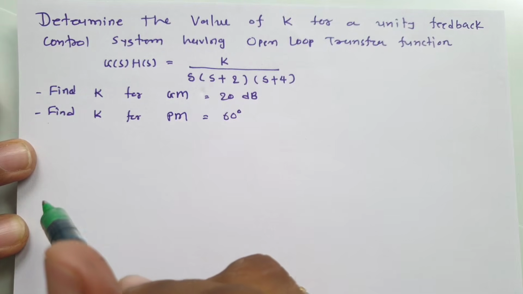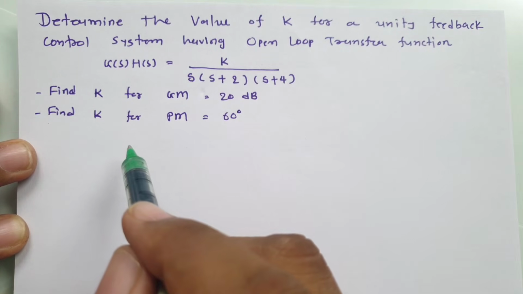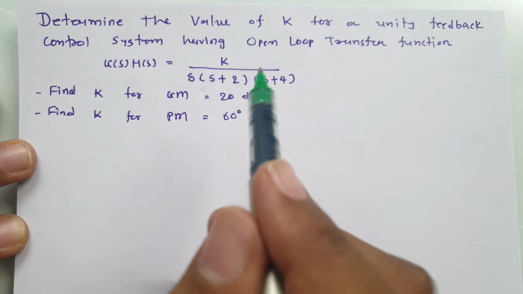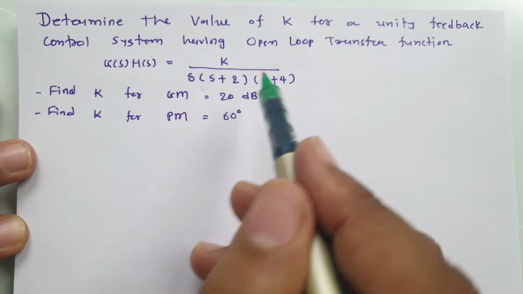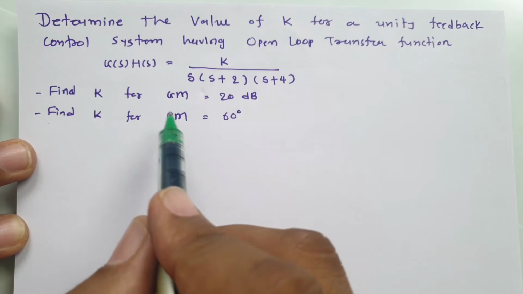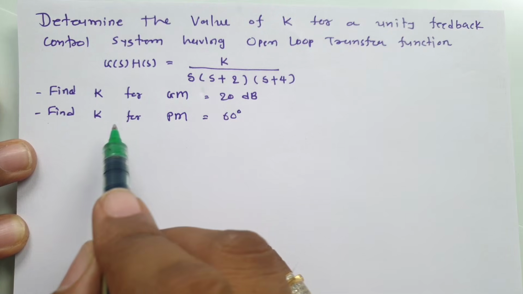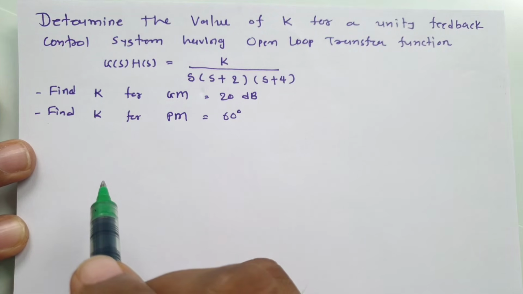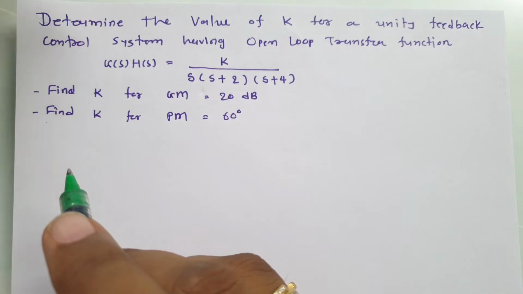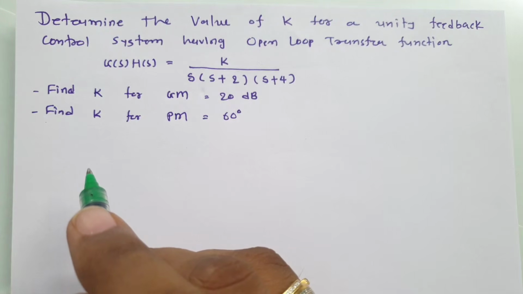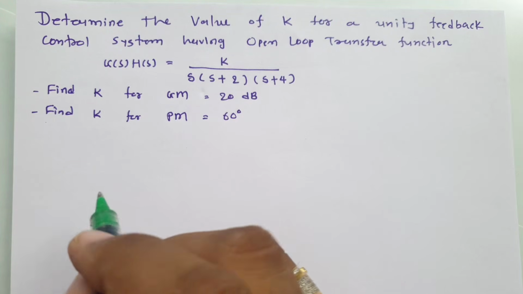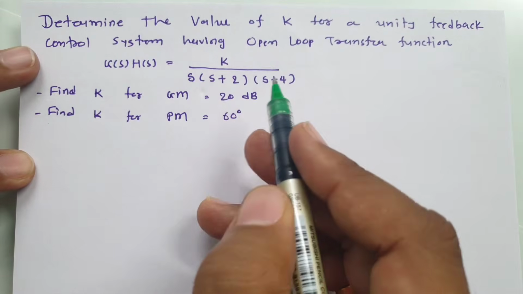So here first we will be plotting the Bode plot of this given system, and based on the Bode plot we will identify the value of K for gain margin equal to 20 dB and the value of K for phase margin equal to 60 degrees. In plotting the Bode plot, the first step is to write the standard form of the given transfer function.